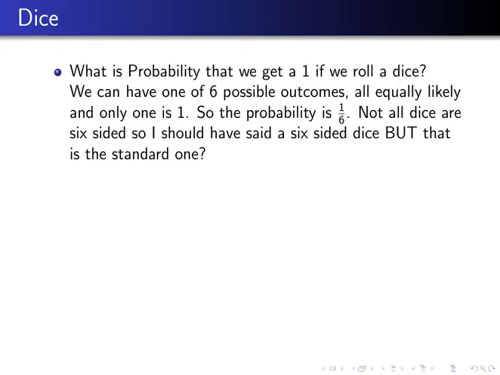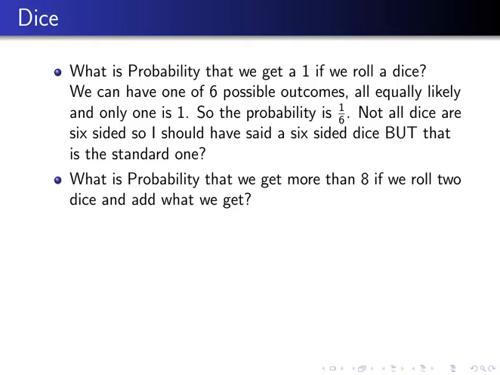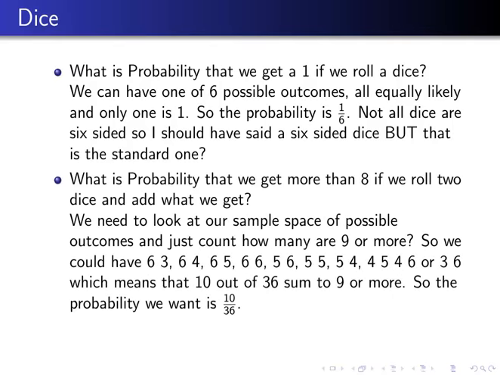What is the probability that we get more than 8 if we roll 2 dice and add what we get? This is slightly trickier. Well, we need to look at our sample space of possible outcomes and just count how many are 9 or more. So if, say, the first dice was a 6, we could have 6,3; 6,4; 6,5; 6,6. So all 4 of those add to 9 or more.